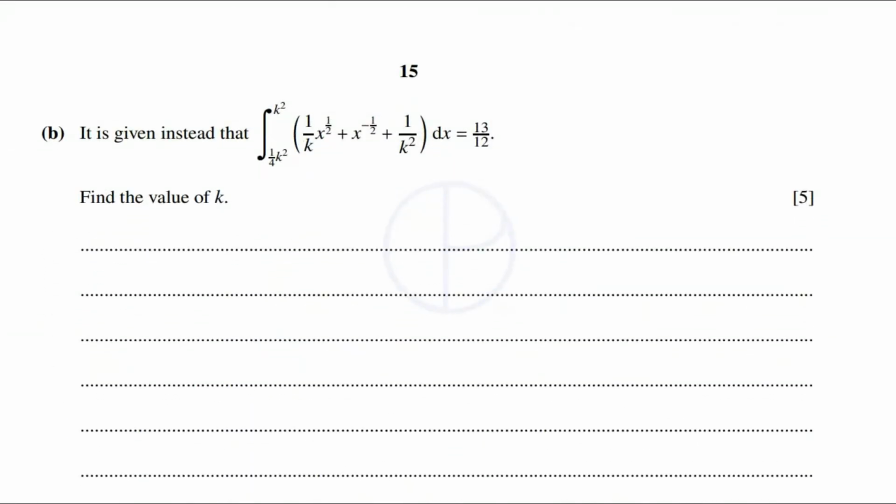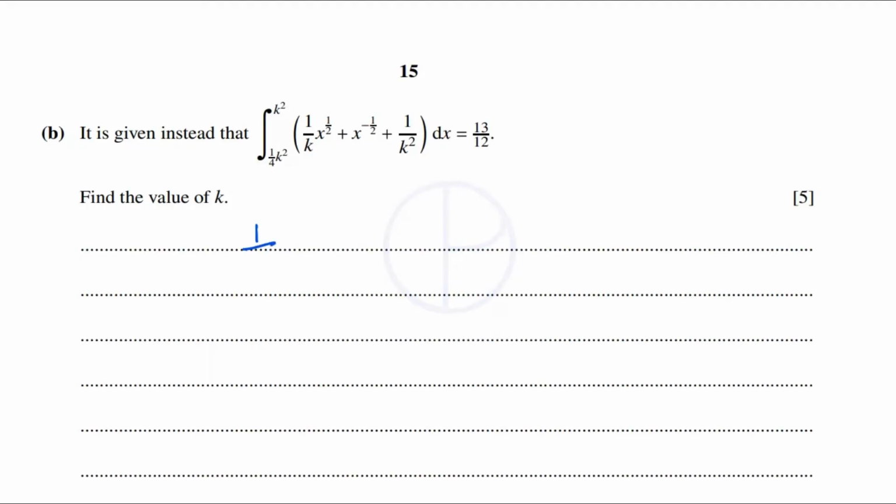The next part of the question is, it is given instead that the integral from 1 over 4 k square to k square of the expression dx is equal to 13 over 12. Find the value of k. Okay, instead of differentiation, here we are going to do integration.